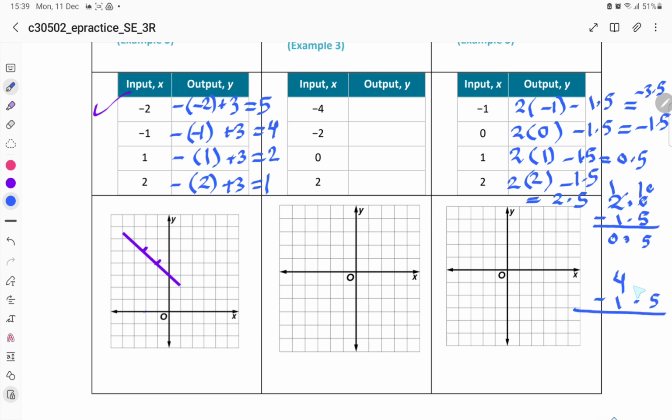Let's do it. 4 minus 1.5. How did we get this 2.5? 4 is the same as 4.0. 0 minus 5 can't be, borrow. 3, 10. 10 minus 5 is 5. Decimal. 3 minus 1 is 2, so it's 2.5.